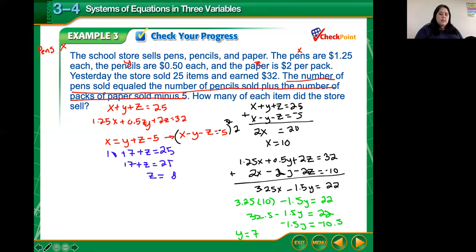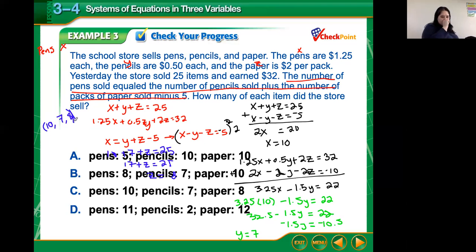So if I were to write this as an ordered pair, it would be 10, 7, 8. And looking at my answer choices, that would get me C, 10 pens, 7 pencils, and 8 paper packs.